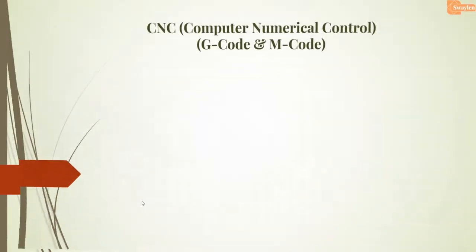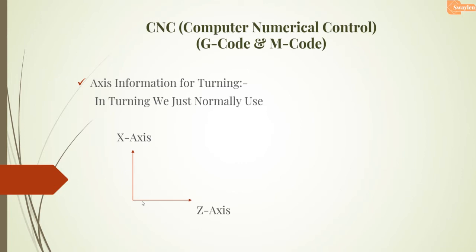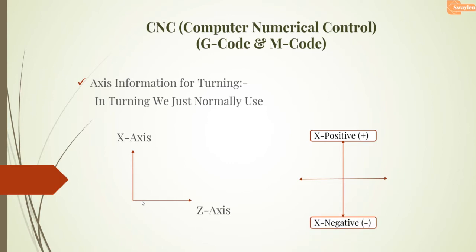So next, axis information for turning. First of all we will discuss the axis information. In turning we normally use the X axis and the Z axis. This is the X axis, and this is the Z axis. This one is X positive, this one is X negative, this one is Z positive and Z negative.